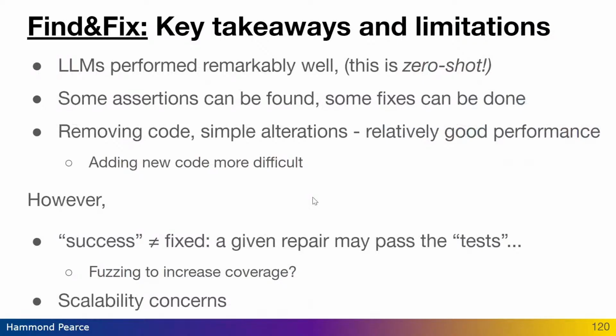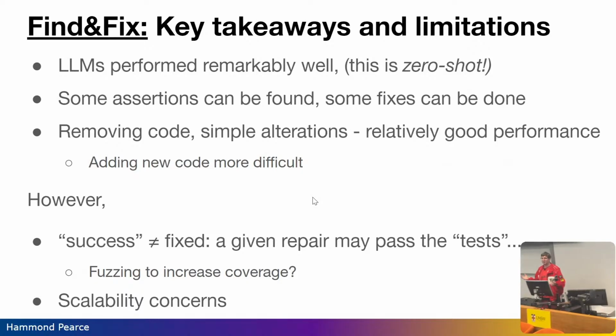Okay, so what are some key takeaways from the language model side of things? I've pivoted into language models because I work on them a lot. They performed remarkably well, particularly since none of them were trained for any of the jobs that we got them to do. Some assertions were able to be generated, and some fixes were able to be done, but mostly this was on smaller, more straightforward tasks.